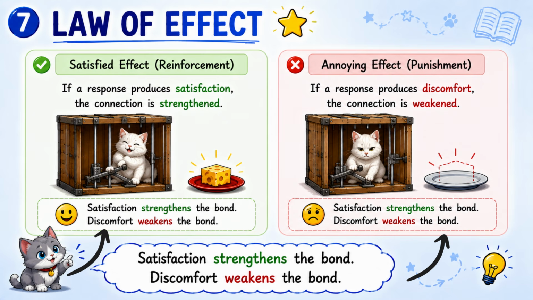On the right, the cat opens the cage but receives no reward, which leads to disappointment. This unpleasant outcome weakens the connection, making the behavior less likely to be repeated. In simple words, satisfaction strengthens behavior while discomfort weakens the behavior. That's the main idea of the law of effect. This principle is widely used in education, parenting, and behavior training to encourage positive learning and reduce unwanted behaviors.